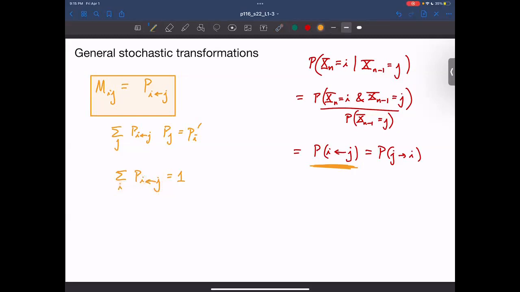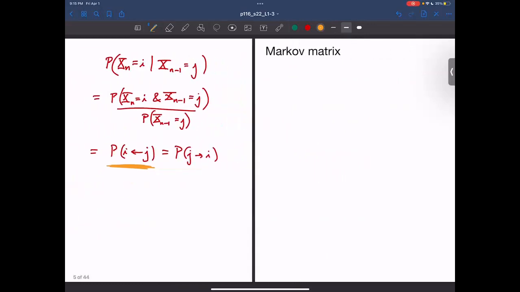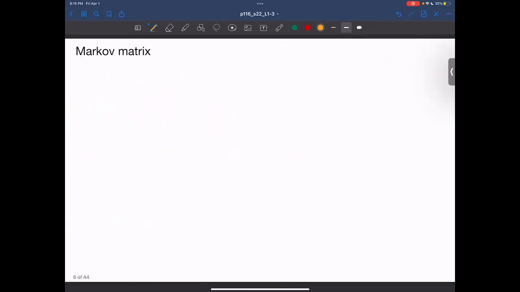So this is because it's transition probabilities. The equivalent way of saying this is that the sum over i of M_ij is equal to 1. And this is the most general stochastic matrix that I can think of. Okay. So now for Markov matrices, you can think of this Markov matrix as just a way of organizing all of the different ways that you can make these transitions into a matrix format.